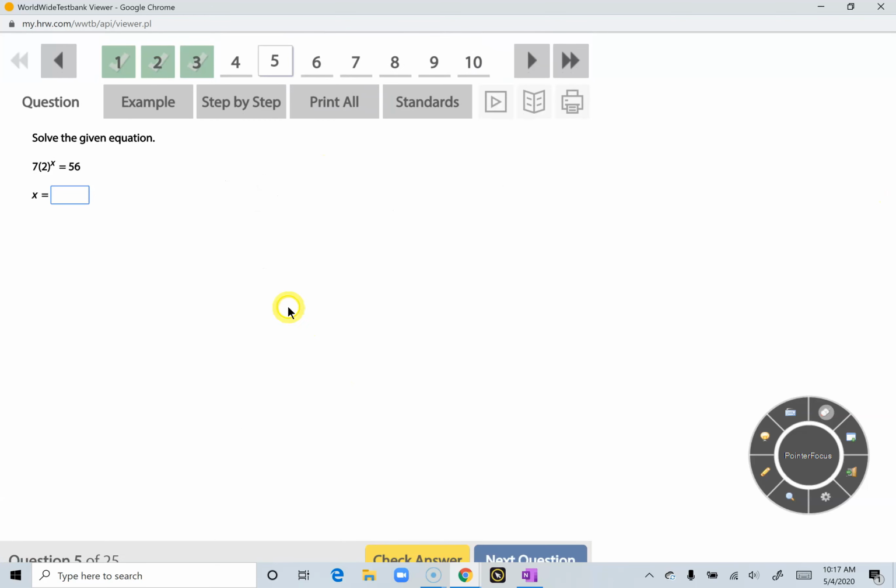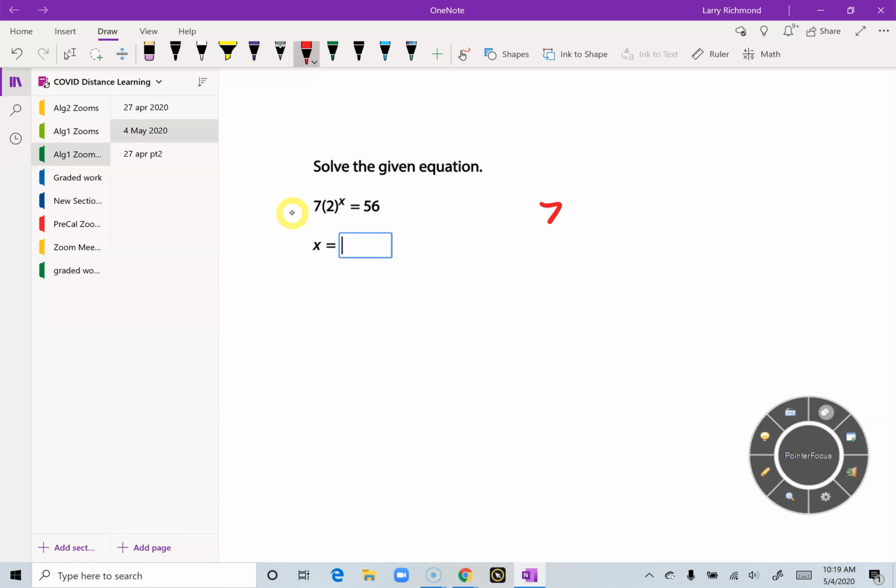All right, we'll look at one more problem, and then I think you'll be in good footing to finish this on your own. Okay, so this will be problem number 5. Yours may be slightly different, but it'll be very similar. 7 times 2 to the x power equals 56. So we have the equation 7 times 2 to the x power is equal to 56.